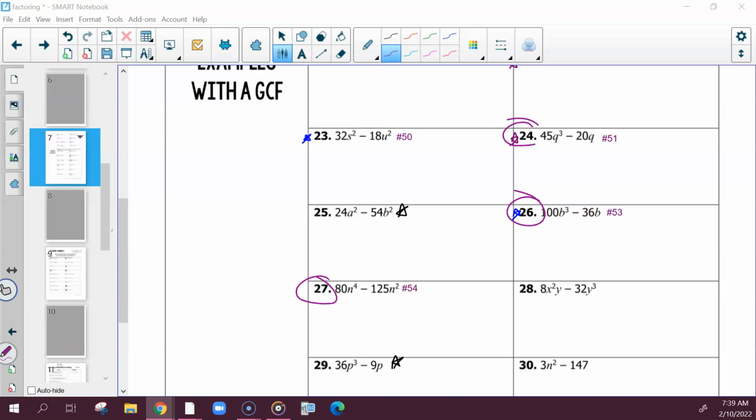So we have to think of something we can divide out of both of these to make it more in the difference of squares section. So let's find some factors of 45, some factors of 20. You may know what that is already. What times what would give us 45? 3 times 15, okay.